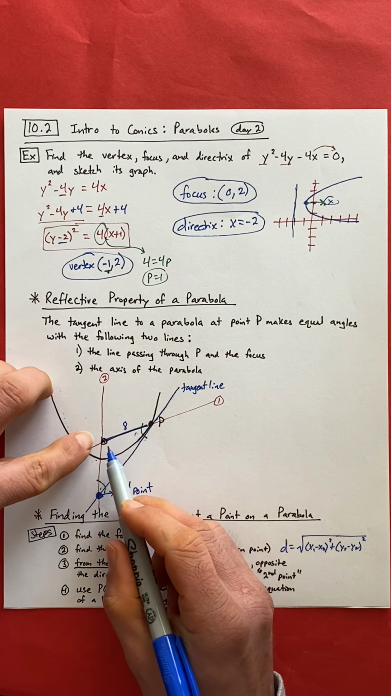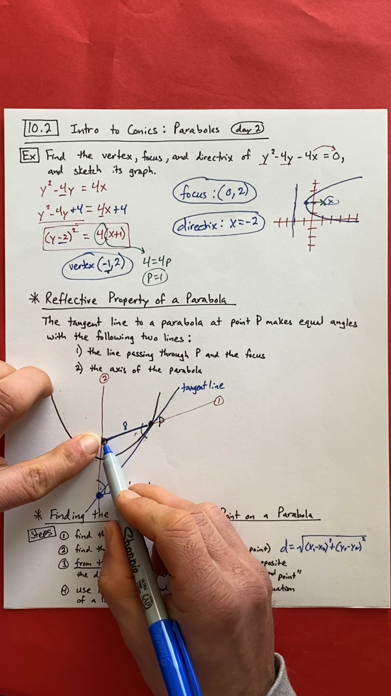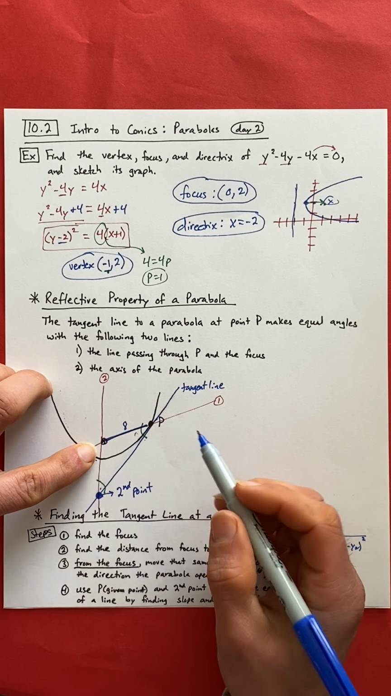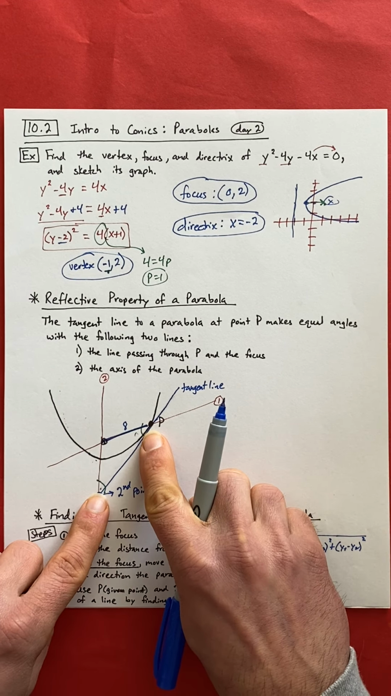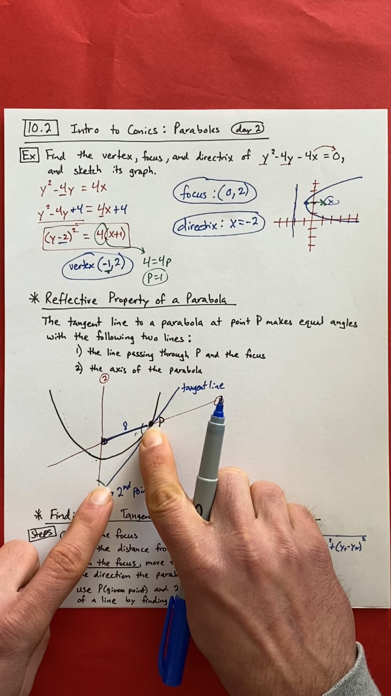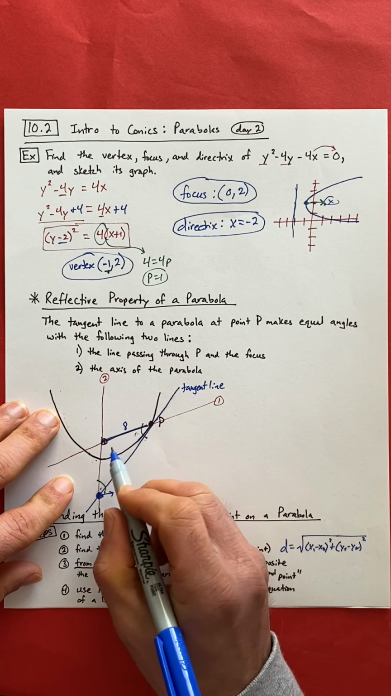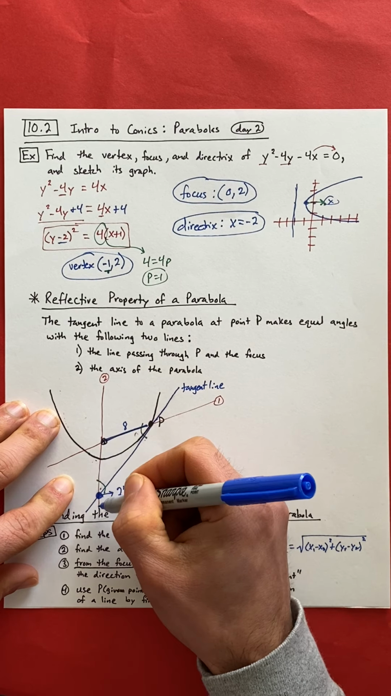So step number 1, figure out where the focus is. Step number 2, find the distance between the focus and point P. Step number 3, move that same distance down. Why can I do that? Because these two angles are the same. Because those angles are the same, that means these two distances have to be the same. So if I move 8 this direction, I can move 8 down.